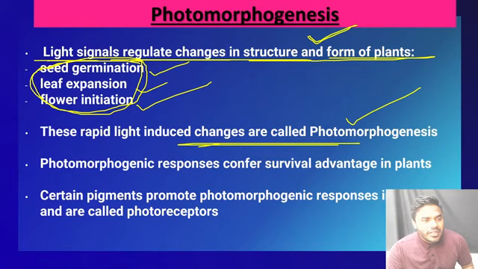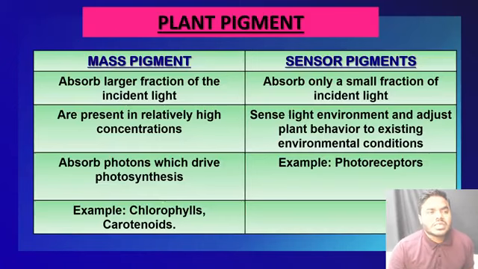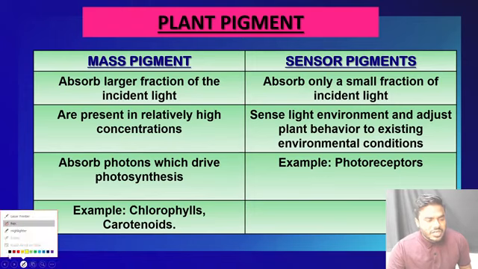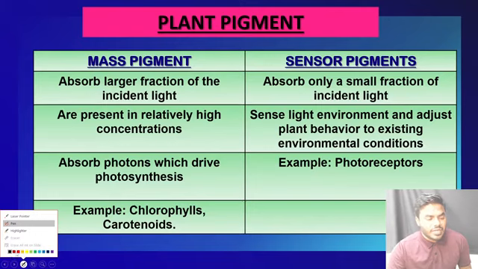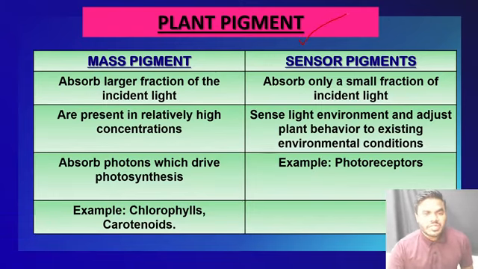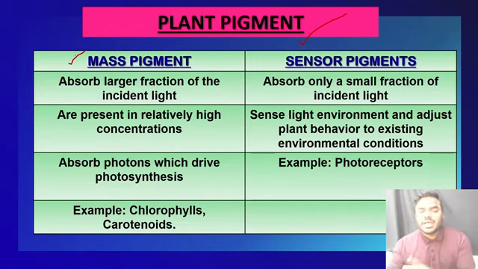Who will do all this? Undoubtedly, friends, all this is promoted by a particular type of pigments. We call these particular pigments photoreceptors. So the question comes here: how do we categorize the plant pigments? Listen to me carefully, friends. The plant pigments are broadly categorized into two types. One we call mass pigment. Listen to me for 15 to 20 minutes and automatically you will understand. Once we read one or two slides, we don't get a clear cut idea.